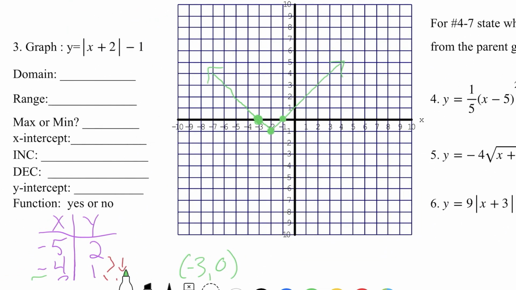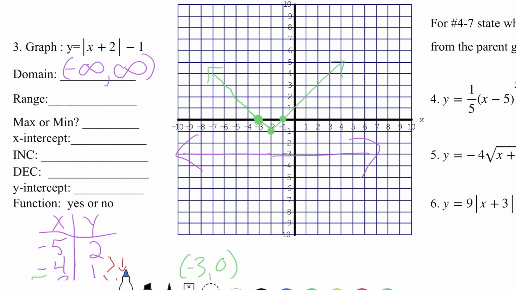So we've got to determine our domain, range, max or min, x-intercept, increase, decrease, y-intercepts, and function or not. So for our domain, we're going to go to the right forever. We're also going to the left forever. So smallest x value involved is negative infinity to positive infinity.